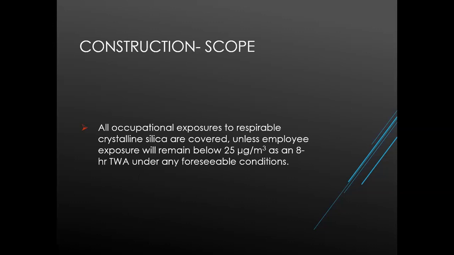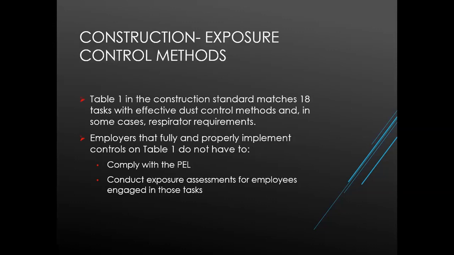As per the scope, this standard covers all occupational exposures to silica in the construction industry, except for those exposures that are below the 25 micrograms per cubic meter air action level. Table 1 in this standard lists 18 different tasks with effective engineering controls, work practice controls, and in some cases, respiratory protection. The main benefit for Table 1 exposure control methods is that employers that fully and properly implement those controls do not have to comply with the PEL or conduct exposure monitoring of employees engaged with those tasks.